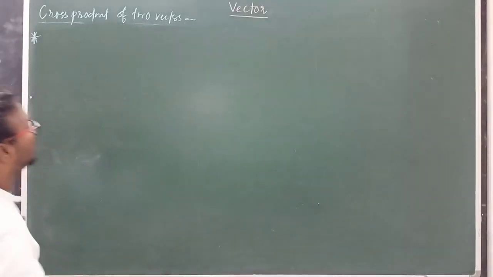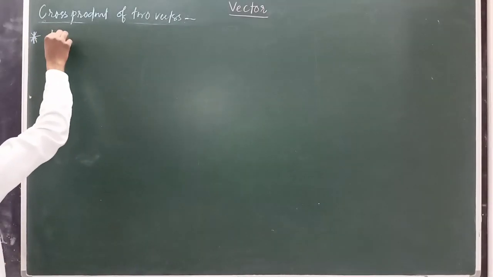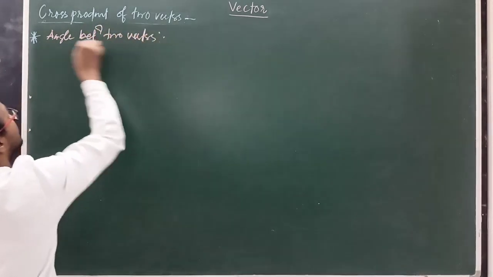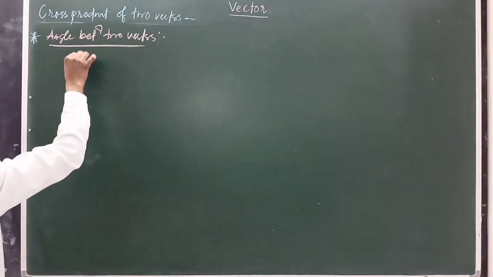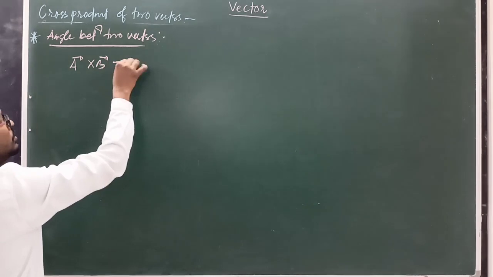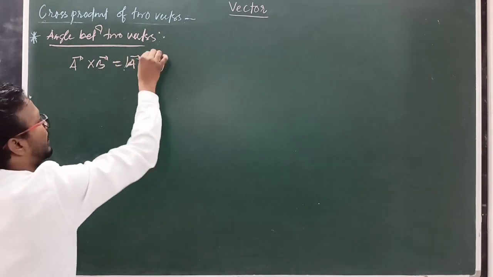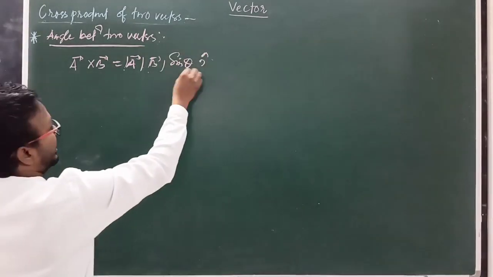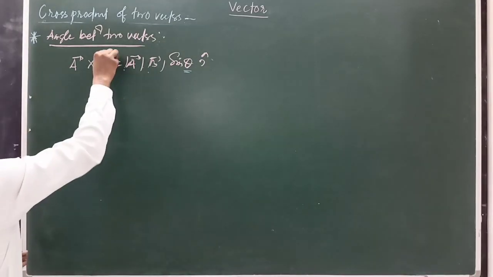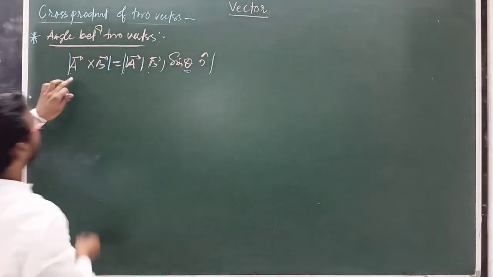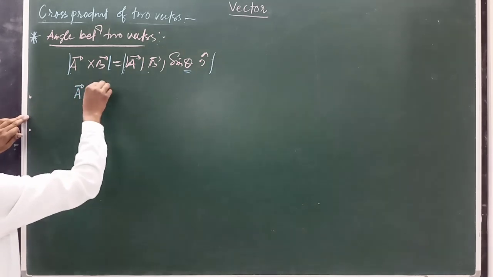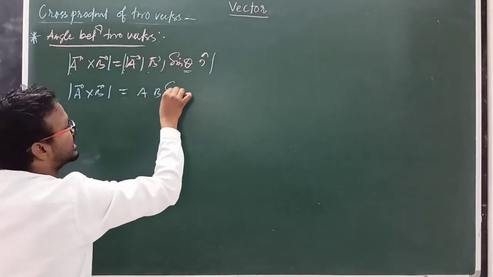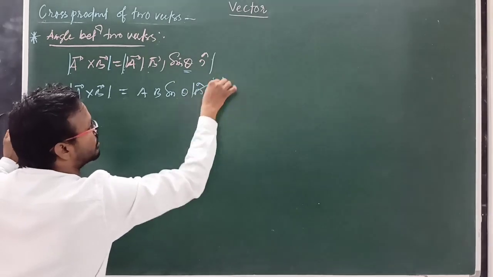Clear? Now let's start. How to find the angle between two vectors in the cross product? We already know the relation, that is A cross B equals magnitude of A, magnitude of B sin theta into n cap. Now we have to find the angle theta. So first we have to take the magnitude on both sides. A cross B vector magnitude equals magnitude of A, magnitude of B, sin theta, and n cap, its magnitude is always 1.